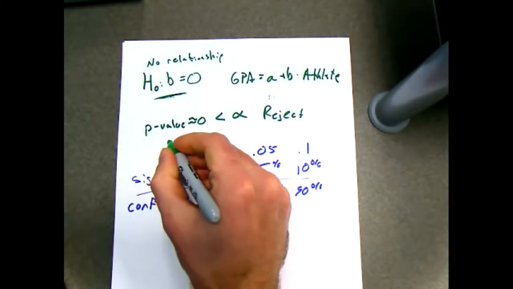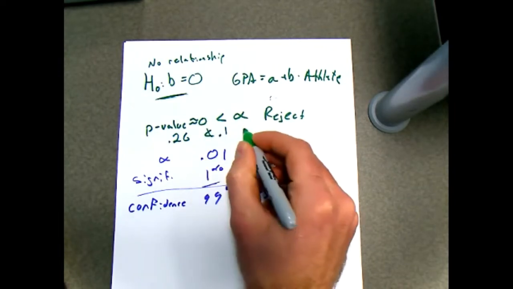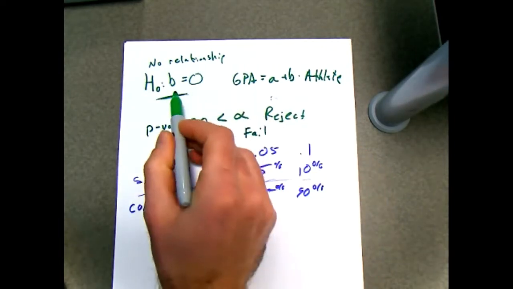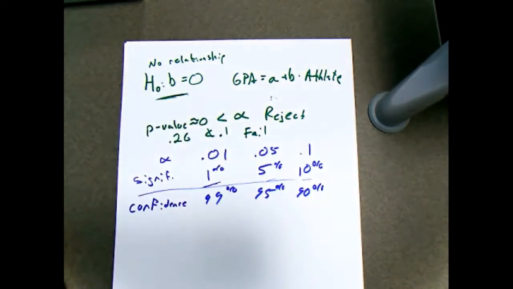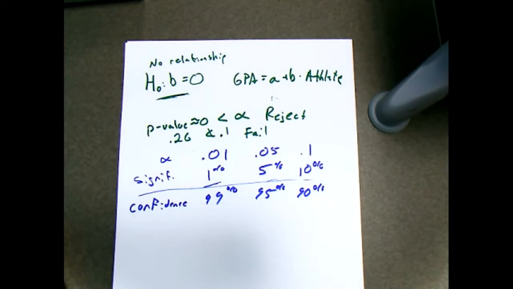Is that going to be less than even an alpha of 0.1? No. So I'm going to fail to reject the null. If I fail to reject the null, what I'm saying is, based on the sample evidence I have, I can't say that the relationship between GPA and being a student athlete is anything other than 0. And that was simply because of the correlation with that one variable, SAT score. By omitting that variable, I was biasing the estimates. But once I included it in my regression, I eliminated that bias.